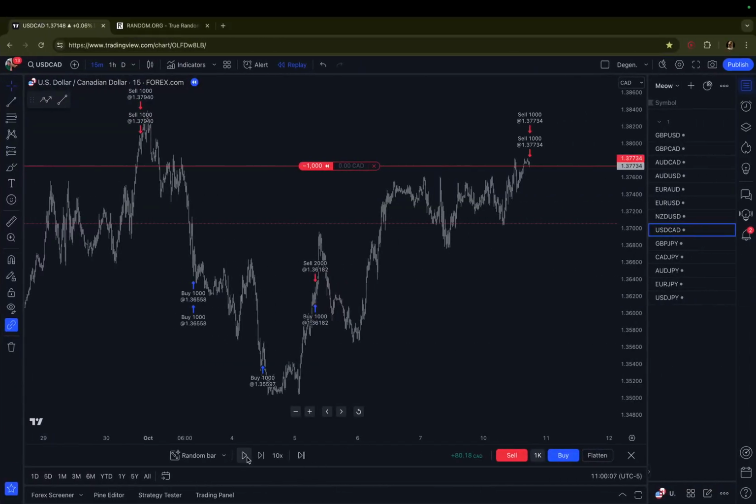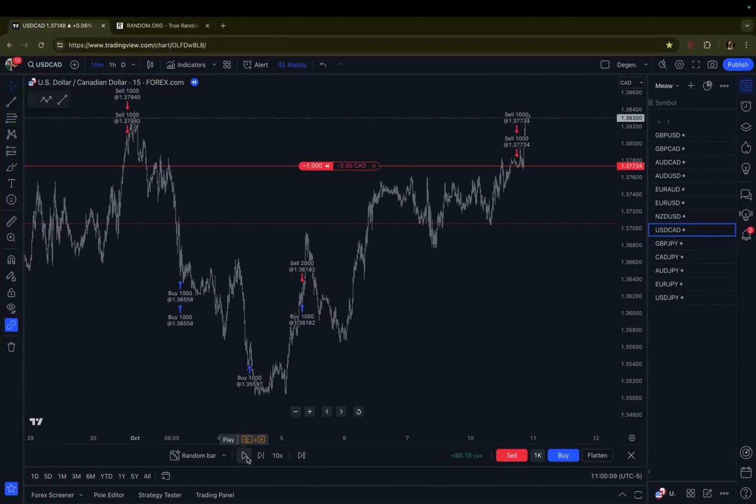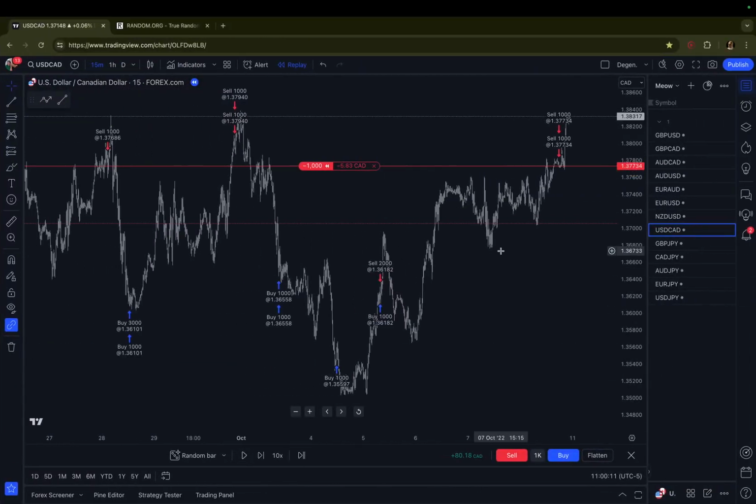So we've sold. Now it went into drawdown. It's at the previous highs. You want to hold or you want to close? Oh, sorry. You want to hold or you want to add? I'll add to it.